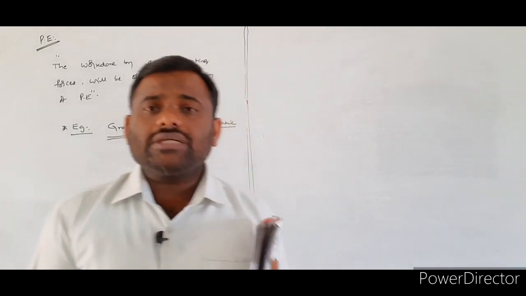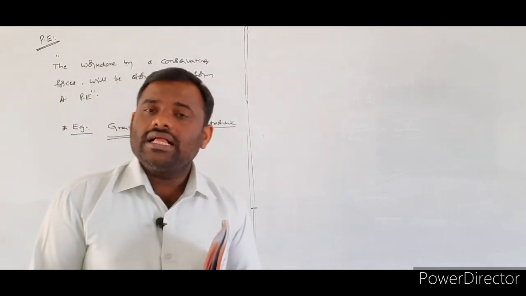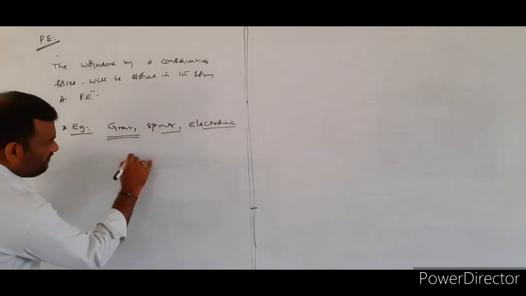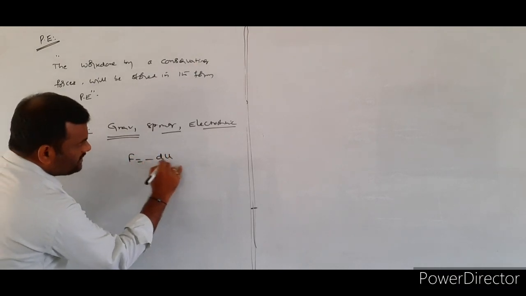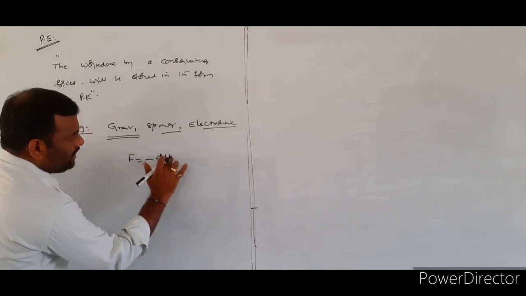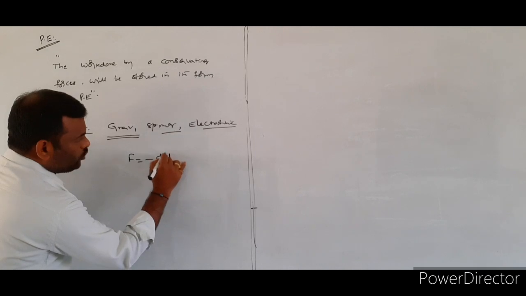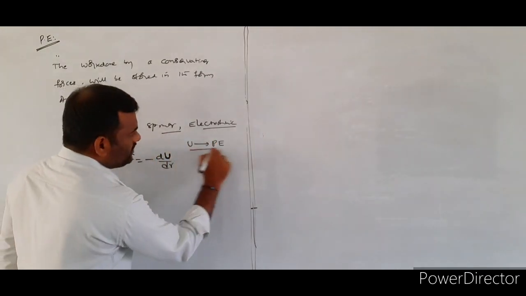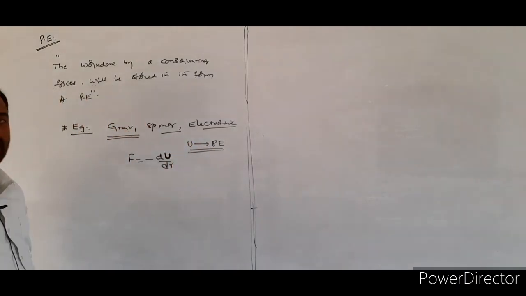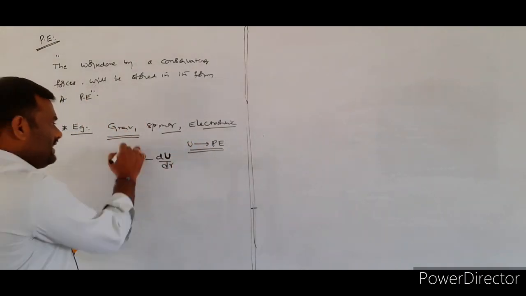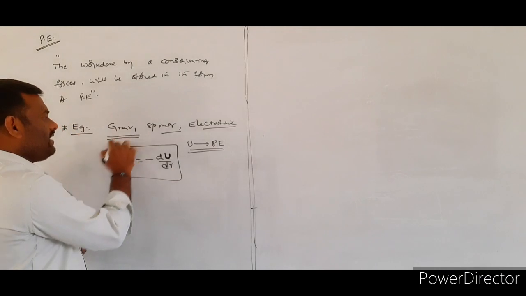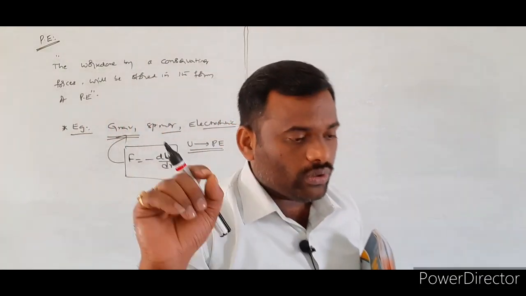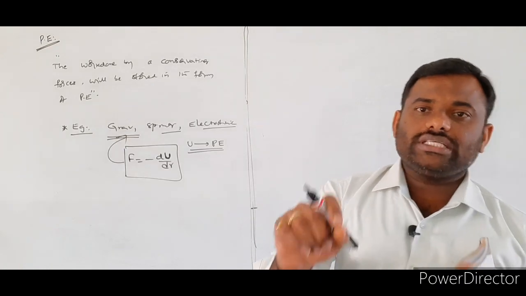So the relation between conservative forces and its potential energy is given by F is equal to minus dU by dr. Here U indicates the potential energy. This formula will be applicable for which type of forces only? That formula will be applicable for only conservative forces.